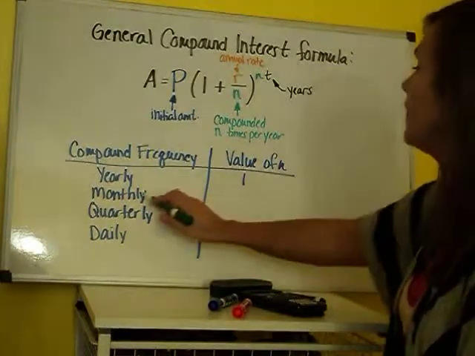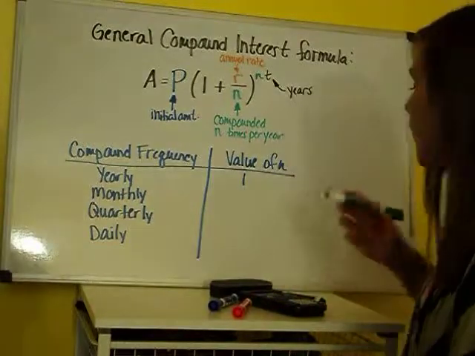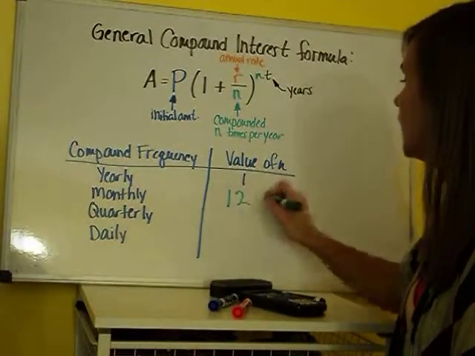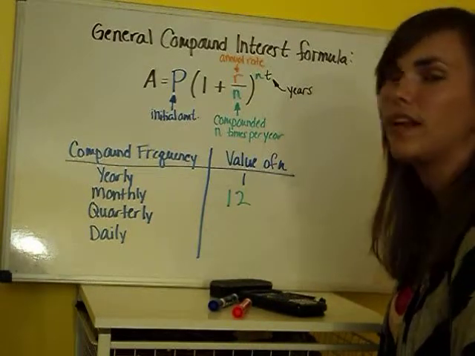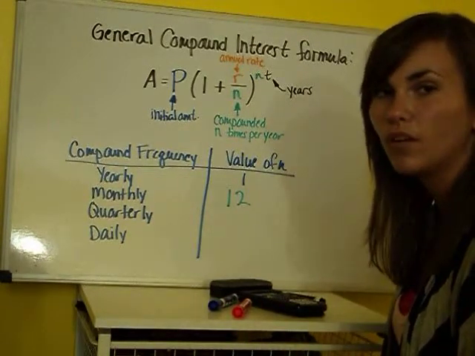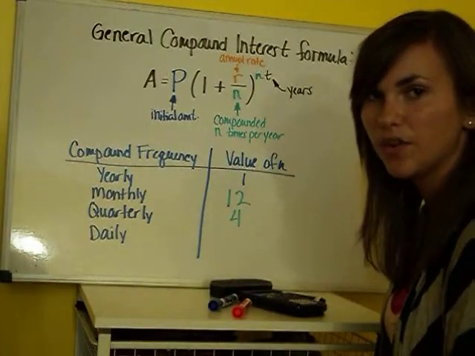If we're compounding monthly, how many months do you have in a year? You have 12. So your value of N is going to be 12. If you're compounding quarterly, how many quarters are in one whole? 4. So you'd be compounding 4 times or once every 3 months.